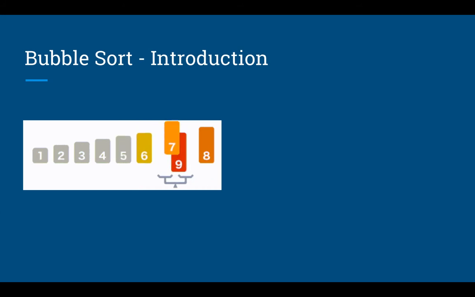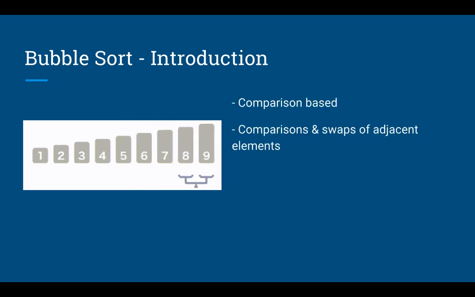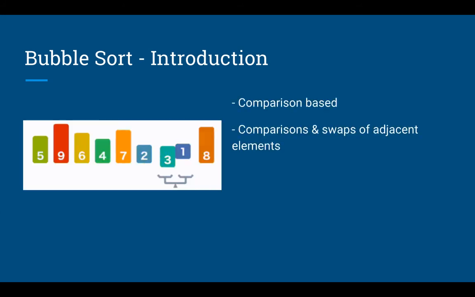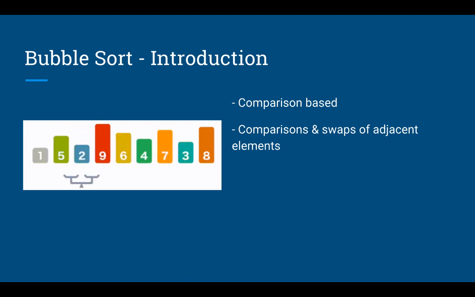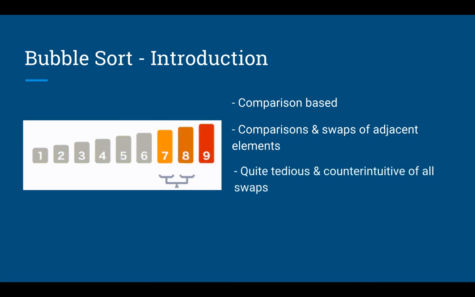Okay, bubble sort. Bubble sort is basically a comparison-based sorting algorithm that involves comparing and swapping adjacent elements if they're out of order. So if n elements are to be sorted, the process will repeat itself n-1 times until sorted. Out of all the other sorts, it is the most tedious and counterintuitive in comparison to, let's say, insertion sort, mostly because of its simplicity, so it is less efficient.